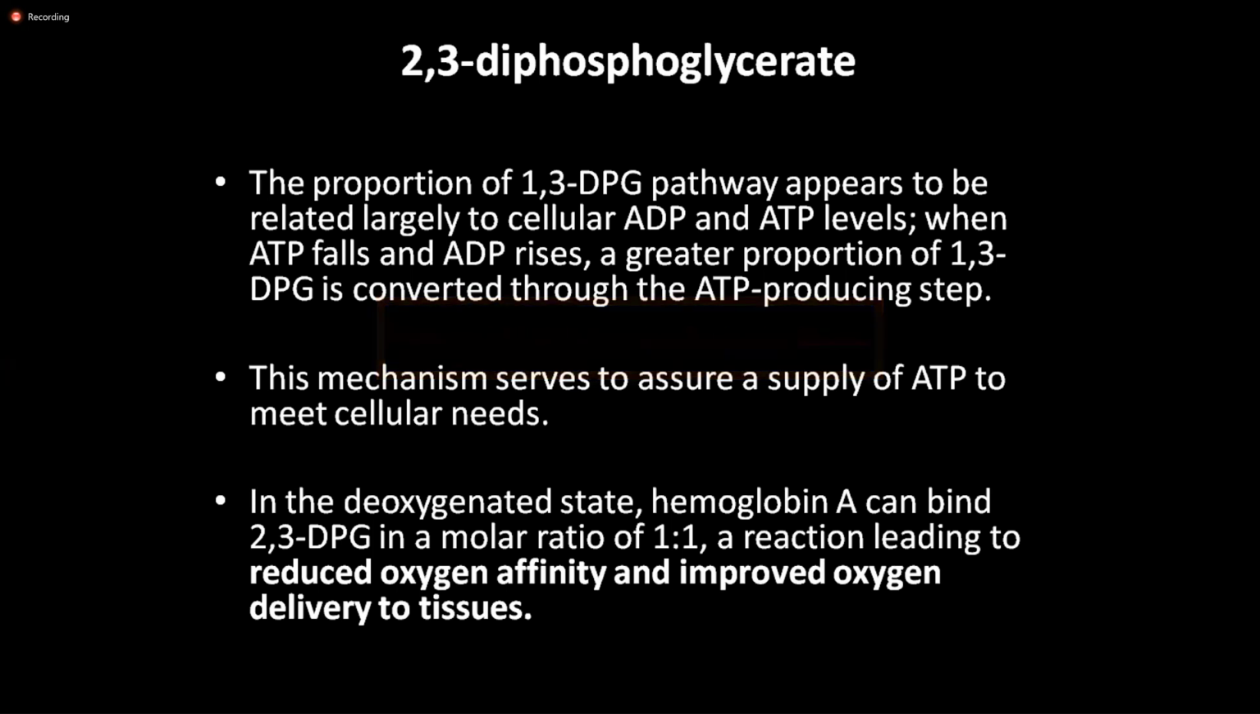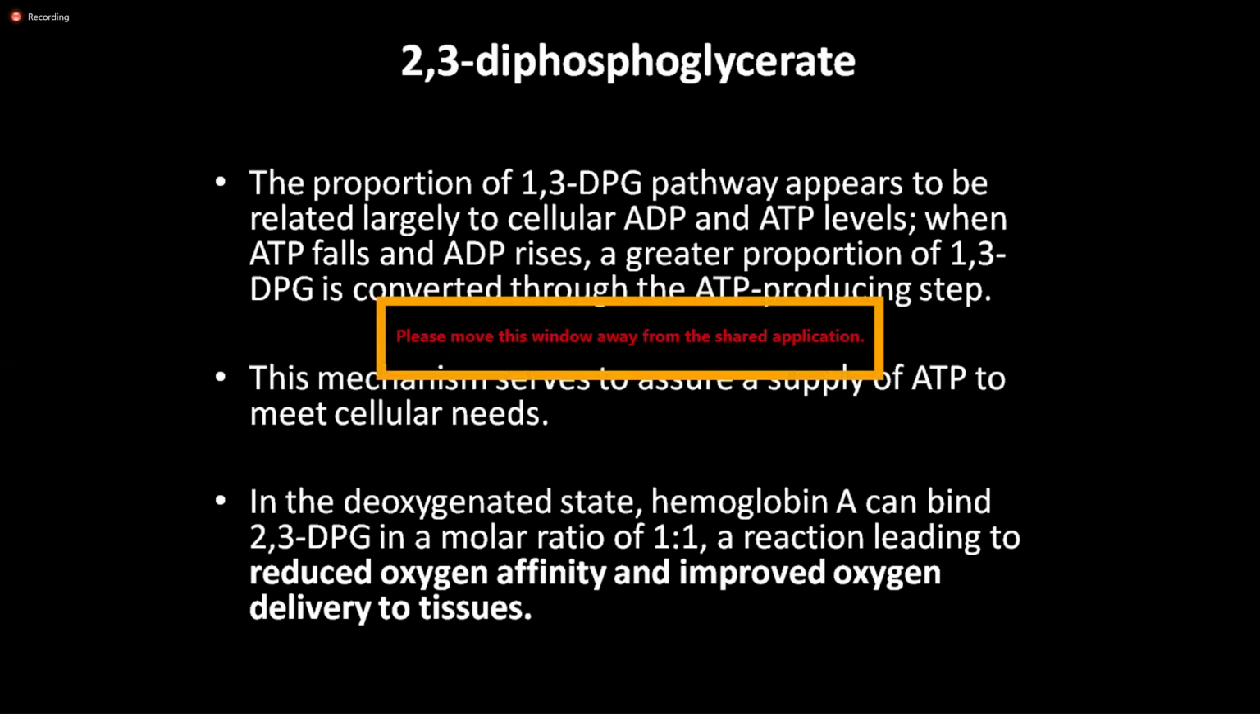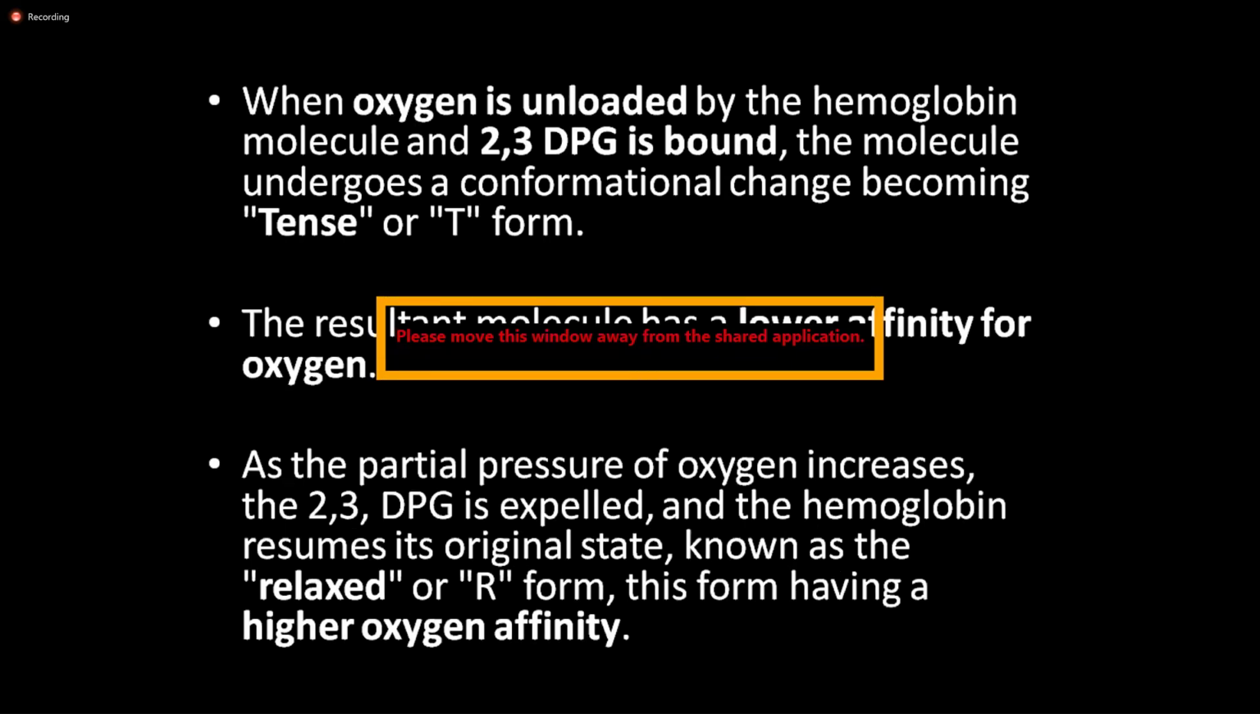So what happens, this 2,3-BPG will bind to the oxygenated hemoglobin, and this hemoglobin loses its affinity towards oxygen, so that more oxygen is delivered to the tissue very easily. So when oxygen is unloaded by the hemoglobin molecule and 2,3-BPG is bound, the molecule undergoes a conformational change. So it can also change the structure of hemoglobin.